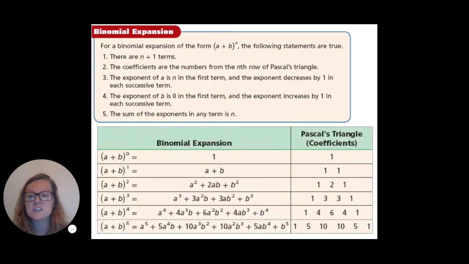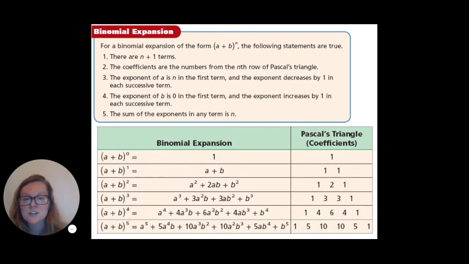Okay, so the first thing is that there are going to be n plus 1 terms. So here's our n value right here. So I have 0, so I'm going to have 0 plus 1, 1 term. Cool. Here I have 1, so I'm going to have 1 plus 1 is 2 terms. 2 means I'm going to have 3 terms, so on and so forth. So that's how many terms you have.